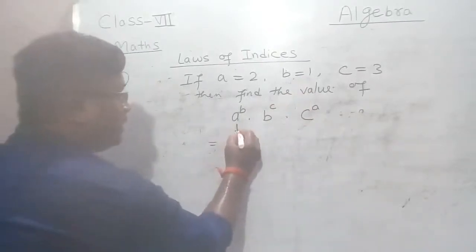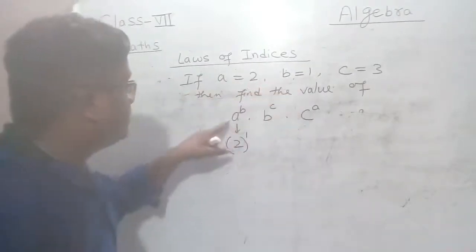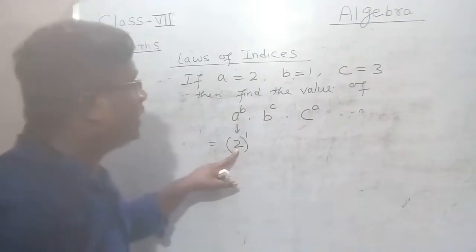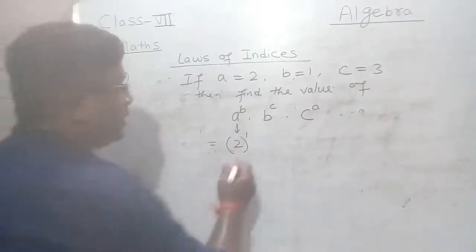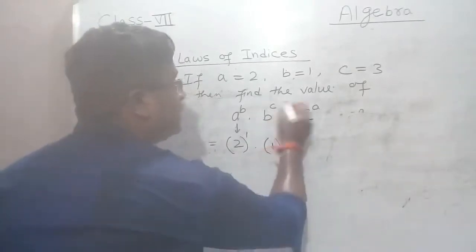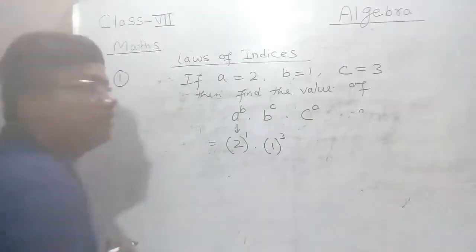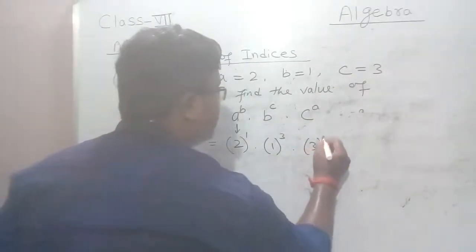Is it clear what I have done here? A to the power b means a is your 2, b is your 1, so in place of a I have written here 2 and in place of b I have written here 1. Okay, so next b to the power c, b is your 1, c is your 3, so 1 to the power 3. Similarly c is your 3 and a is your 2.